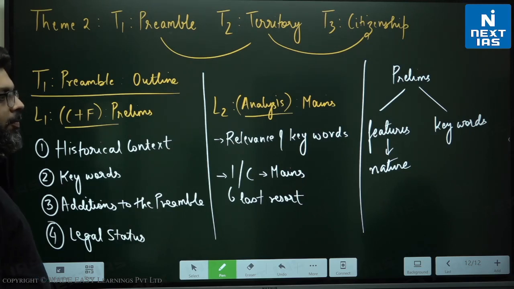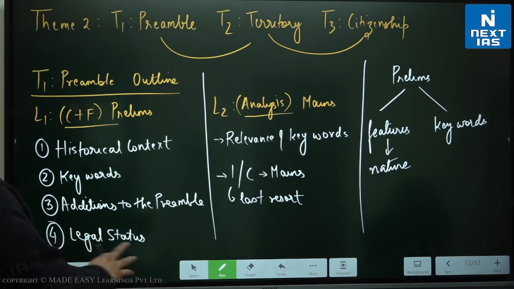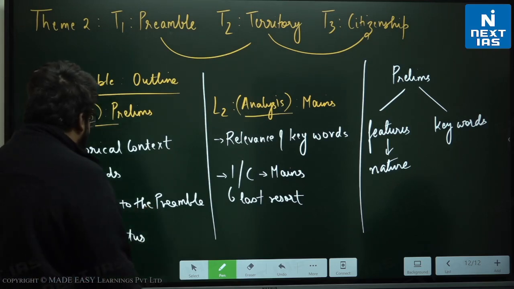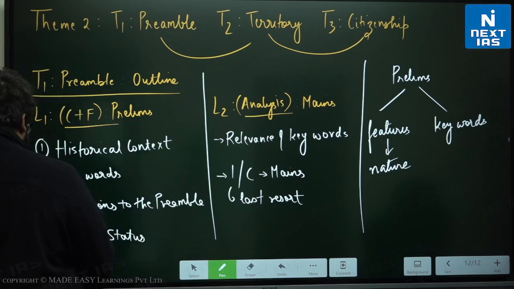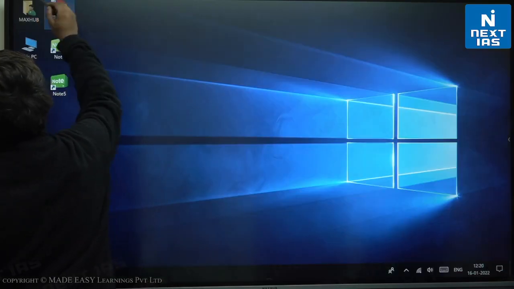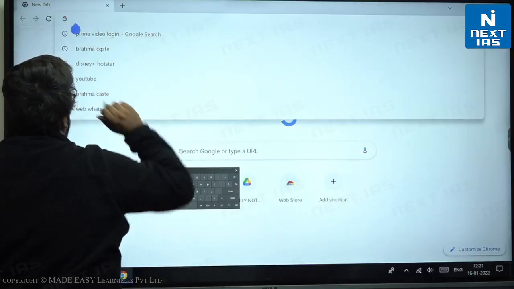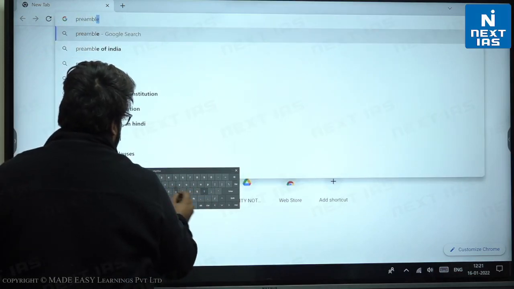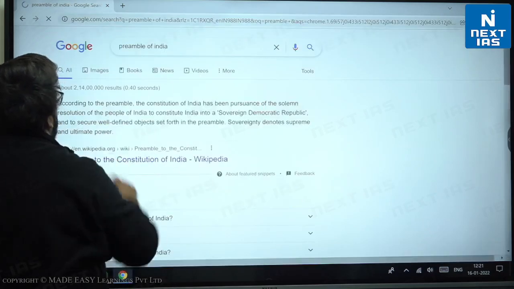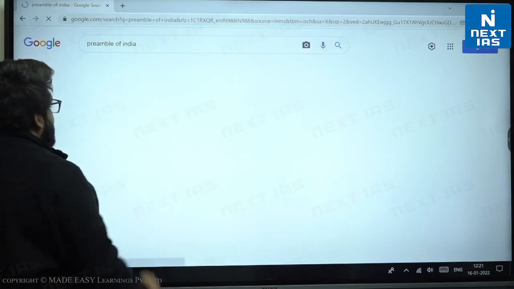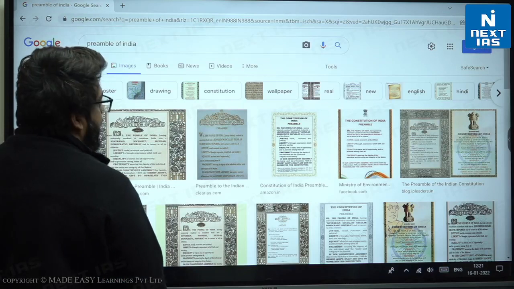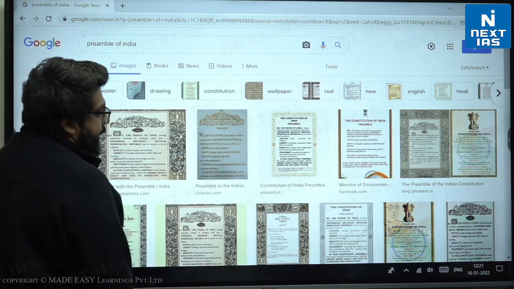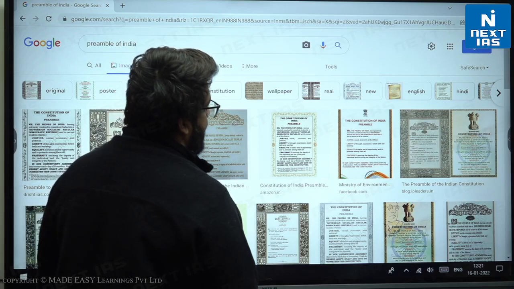Okay? Now what we are going to do is, we are going to understand all of this in a fair amount of detail, and we will see how this has to be done. Now, I am going to present the preamble in front of you. You can always do this by yourself. You can open the preamble of India and go to images, and find the best high definition image of the preamble.